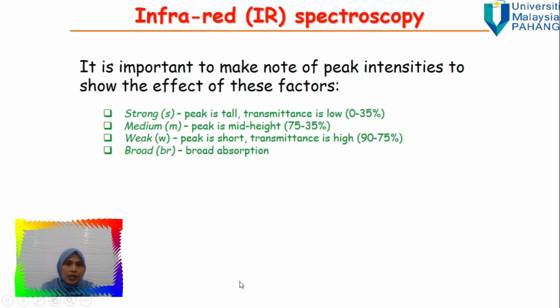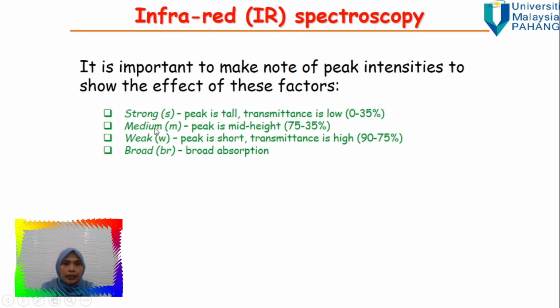Next, it's important to make note of the peak intensity. Besides understanding the frequency, we also need to understand the intensity of the peak. The symbols that are always written are strong, medium, weak, and broad. Strong is declared when the peak is tall and transmittance is low.